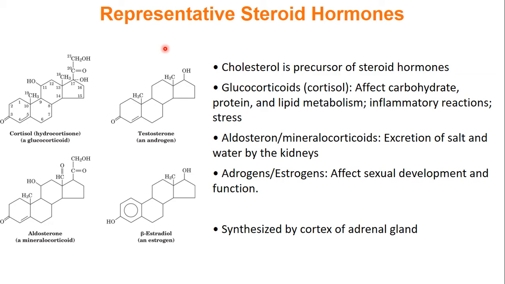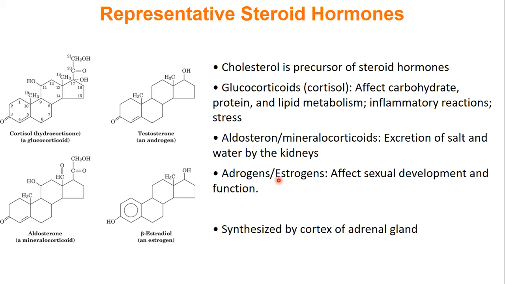Now, cholesterol is a precursor to make many other steroid hormones. One class is the glucocorticoids, also known as cortisol, and here's glucocorticoid right there, and they will affect many different processes, such as carbohydrate, protein, and lipid metabolism, inflammatory reactions, and stress reactions, which is when you release them as well. Aldosterone and the mineralocorticoids help regulate salt and water excretion by your kidneys.